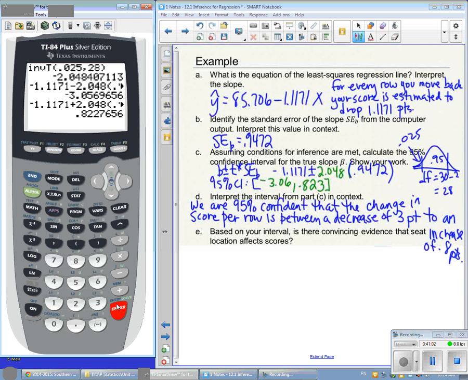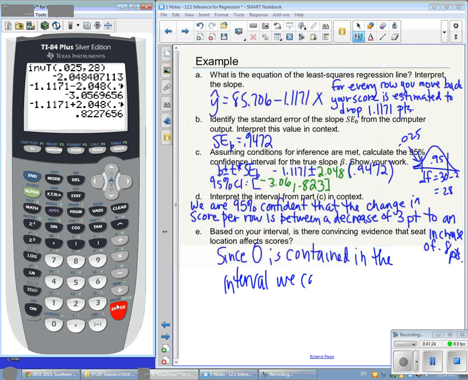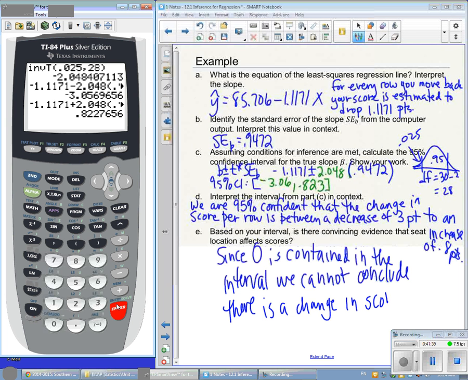So part E, we can take it one step further. Based on our interval, is there convincing evidence that seat location affects the scores? And here we would say since 0 is contained in the interval, we cannot conclude that there's a change in scores based on seating location, or based on proximity.